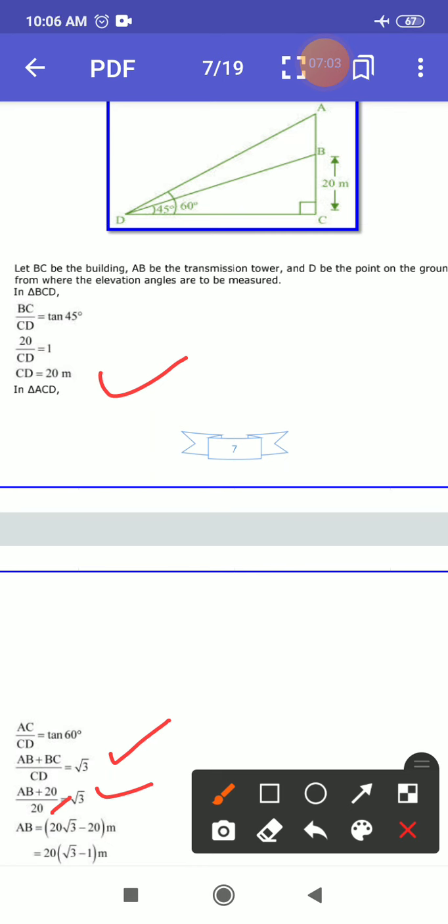Then you have to do the cross multiplication: 20 multiplied by root 3, so that value is 20 root 3, and then you have to subtract this value. So 20 root 3 minus 20, and then you take 20 common, and this value is converted into 20 (root 3 minus 1). Clear? So now you have to find AB. AB is equal to 20 (root 3 minus 1).